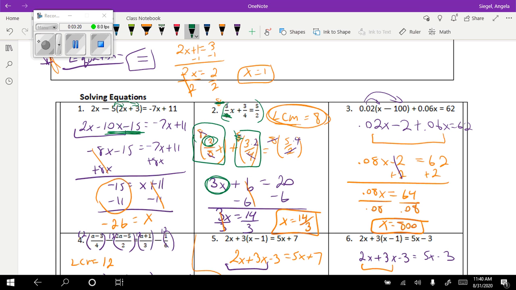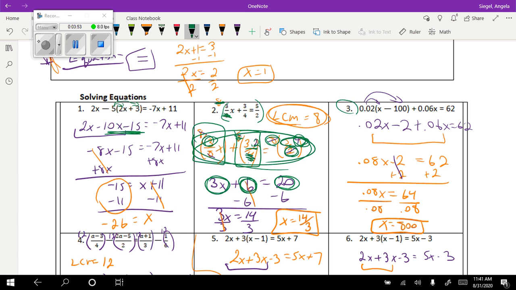8 divided by 4 is 2, and so I'm going to have a 2 left over. So 3 times 2 is 6. That's where that 6 is coming from. 8 divided by 2 is 4, so there's going to be a 4 left over. So 5 times 4 is 20, and that's where that 20 comes from. Now it becomes a pretty simple equation, but this is definitely the most difficult part. So if you need more help on that, just let me know and I can help you.